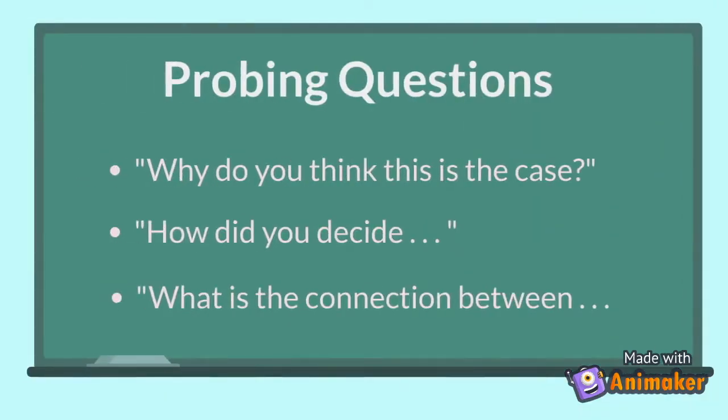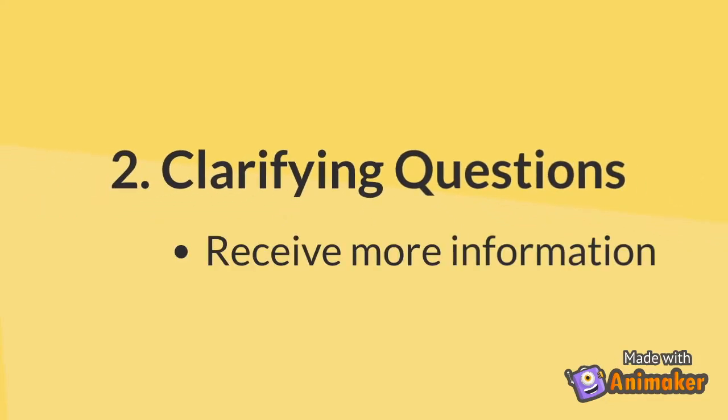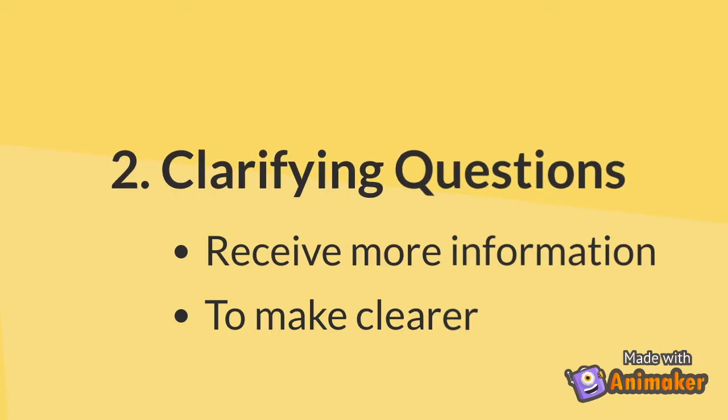Some examples of probing questions are, why do you think this is the case? How did you decide to make that your argument? And what is the connection between this example and that one? Second are clarifying questions. To clarify means to receive more information and make something clearer. We can use clarifying questions to remove the unimportant information and focus on specific information. This allows us and the students to have a better understanding of an assignment or idea.